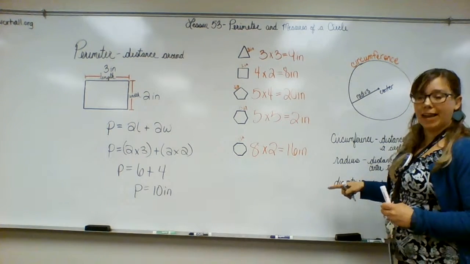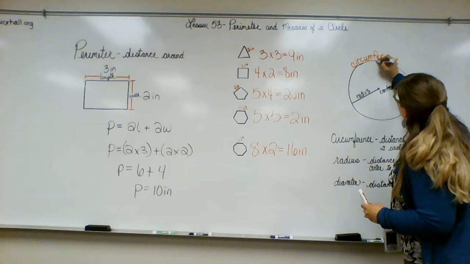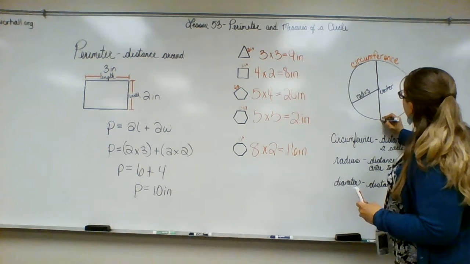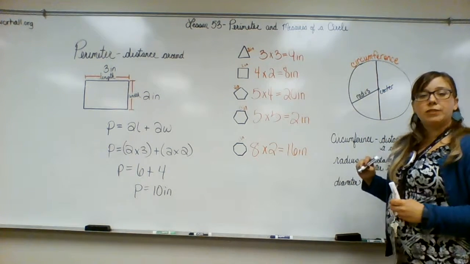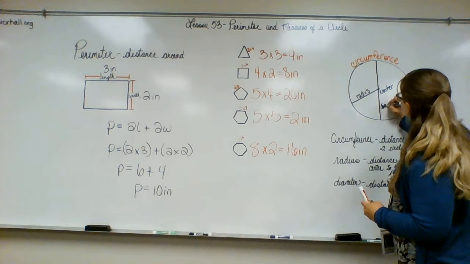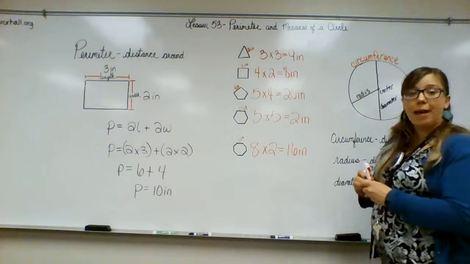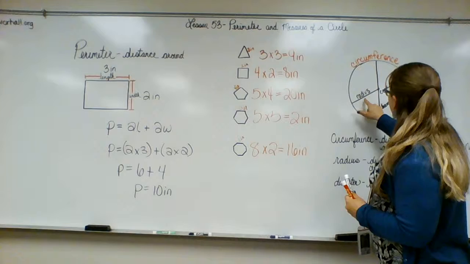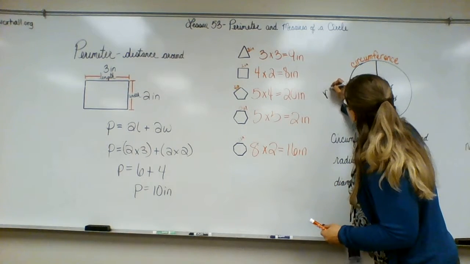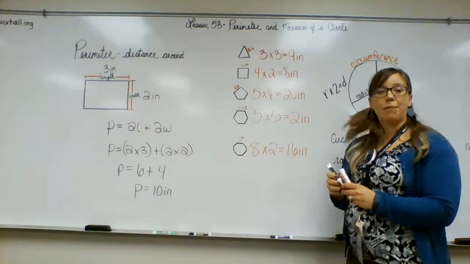Finally, we have the diameter of the circle. The diameter of the circle starts at one curve, passes through the center, and stops at the opposite curve. The diameter of the circle goes all the way across. To find the diameter of a circle, we take the radius, radius times 2 equals diameter.